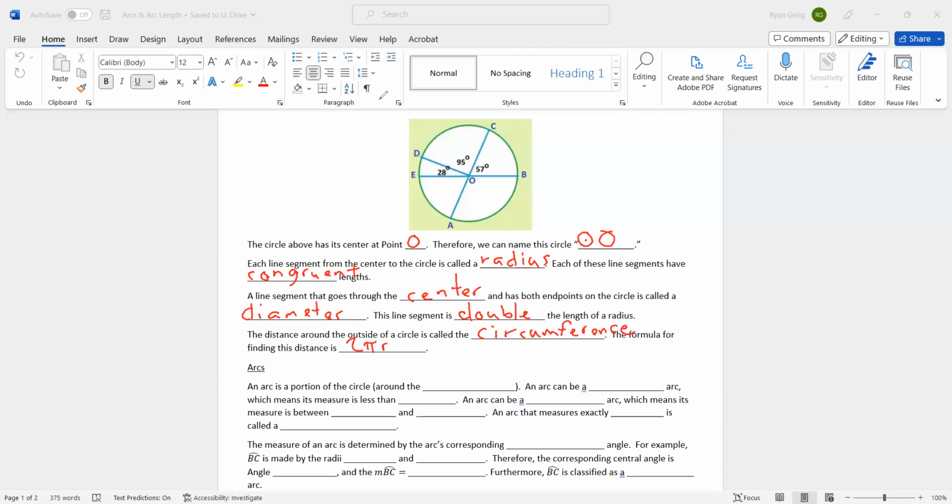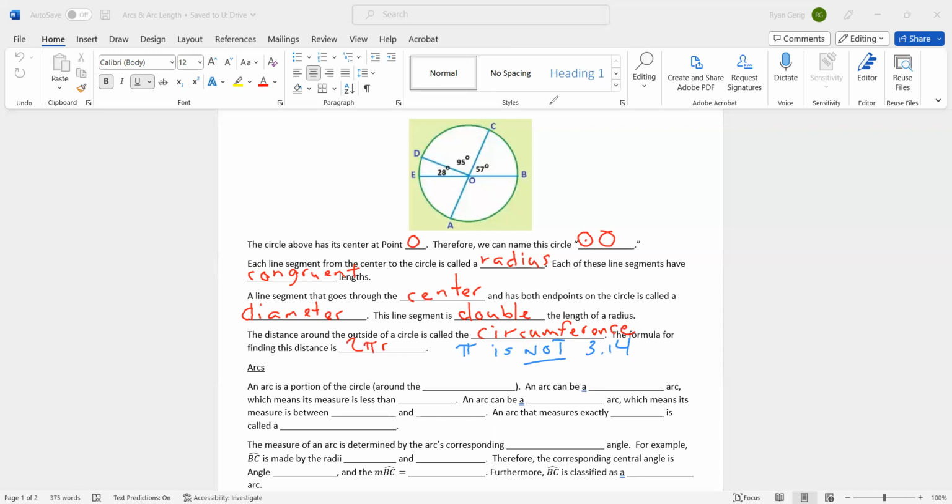One thing I want to make sure I point out right now, I'm going to change colors here. I do not want you using 3.14 for pi. Don't do that. That's a middle school concept. We're not doing that in this class. So pi is not 3.14. It's close to it, but it's not 3.14.